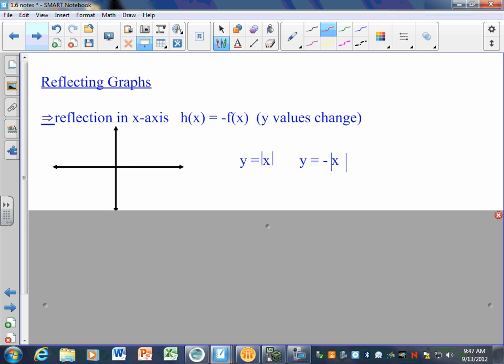And so I gave you a little example here of absolute value. I'm going to make a little graph here for you. Y equals the absolute value of x. Starts at 0, 0, and it's just over 1, up 1, over 2, up 2. It's going to look like this.